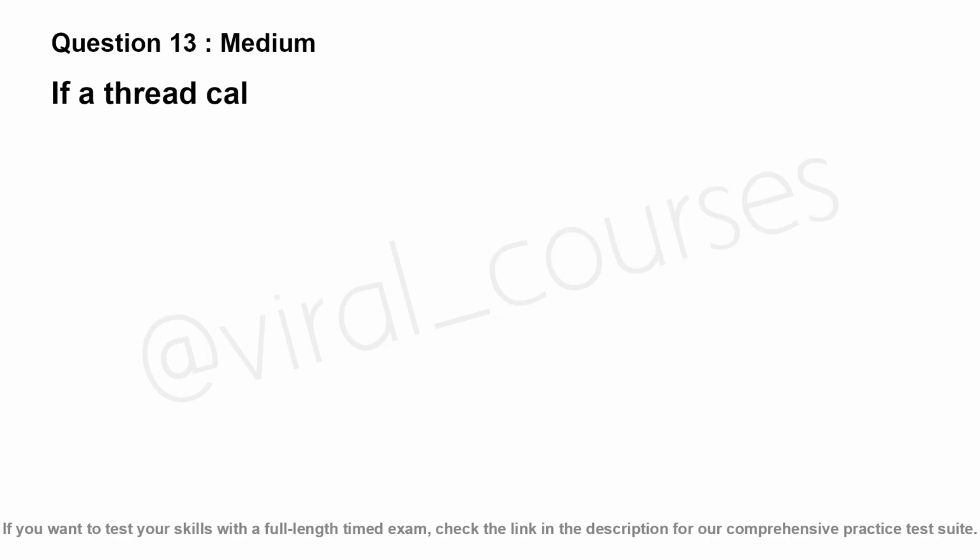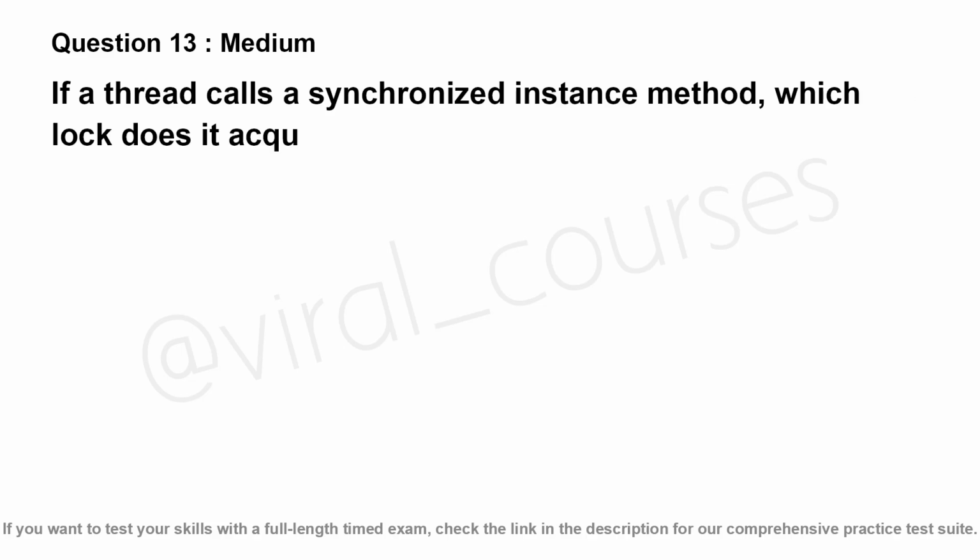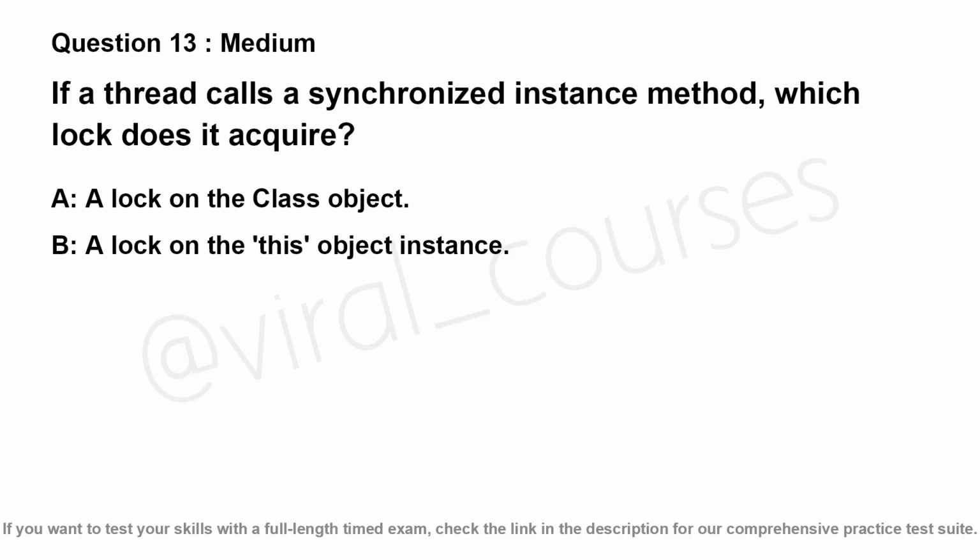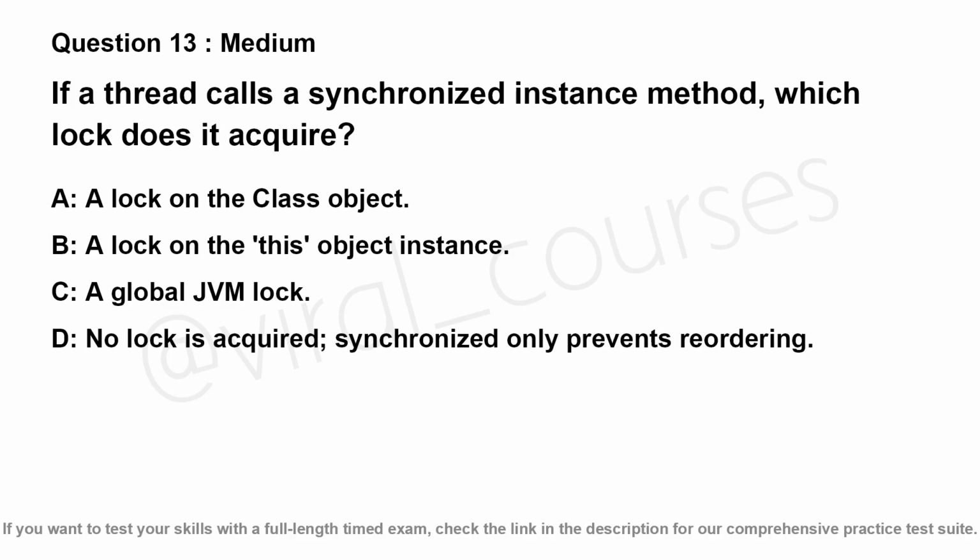If a thread calls a synchronized instance method, which lock does it acquire? Option A. A lock on the class object. Option B. A lock on the this object instance. Option C. A global JVM lock. Option D. No lock is acquired. Synchronized only prevents reordering.